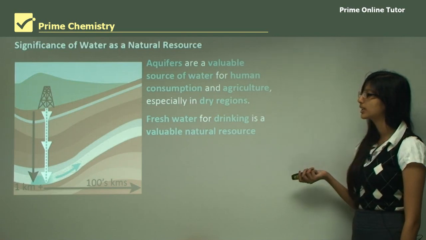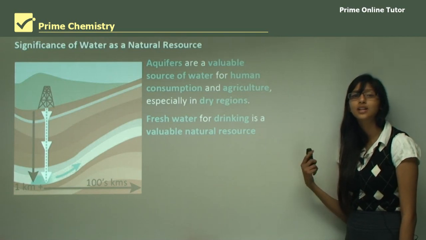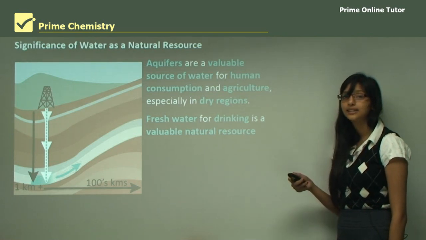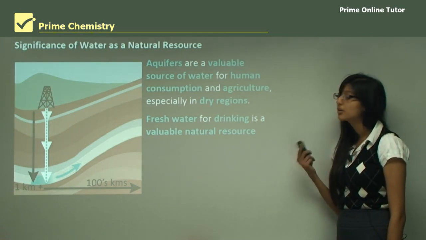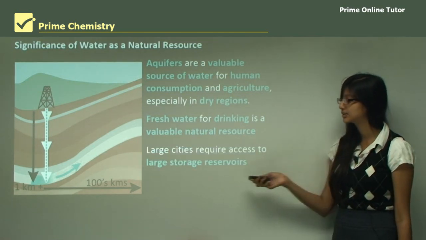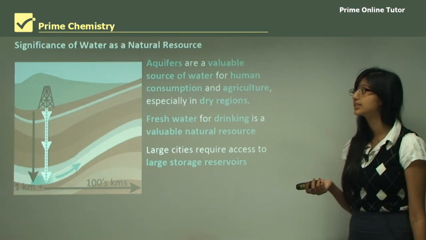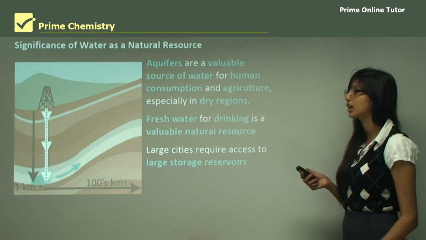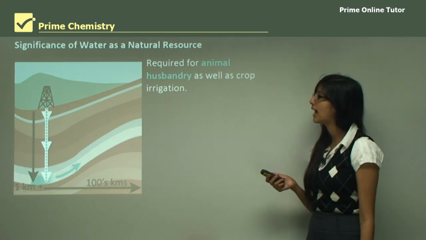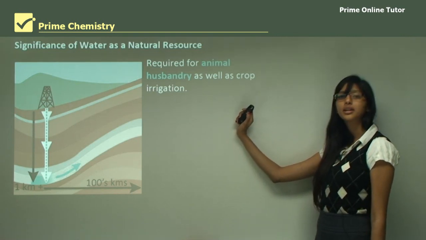So fresh water for drinking is a valuable natural resource. Water is very important for our body because most of our important metabolic reactions that we need to live are dependent on water. Therefore, fresh water for drinking is very important. Also, large cities require access to large storage reservoirs. So you can already see that water has very significant uses as a natural resource in our environment and in our everyday lives. We also require water for animal husbandry as well as crop irrigation, again emphasizing the important use of water in farming.